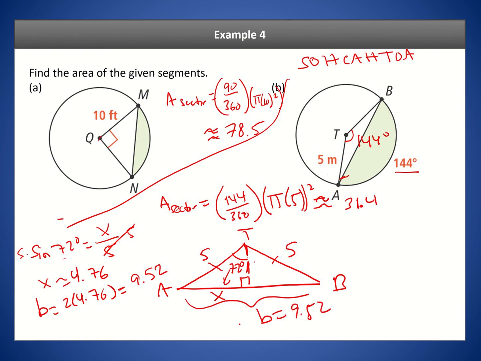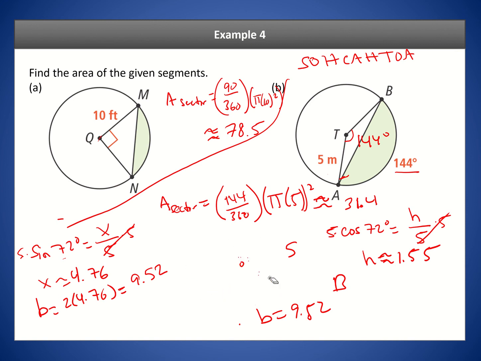And then the height, so we need to figure out the height. So the height is going to be given by adjacent. H is adjacent to 72, so it's going to be adjacent over hypotenuse, which is the cosine. So the cosine of 72 is adjacent over hypotenuse. So we'll multiply by 5, and that'll give us the height. So the height is 5 cosine 72, which is approximately 1.55. All right, so we know the height, we know the base. We can go ahead and calculate the area of this triangle.